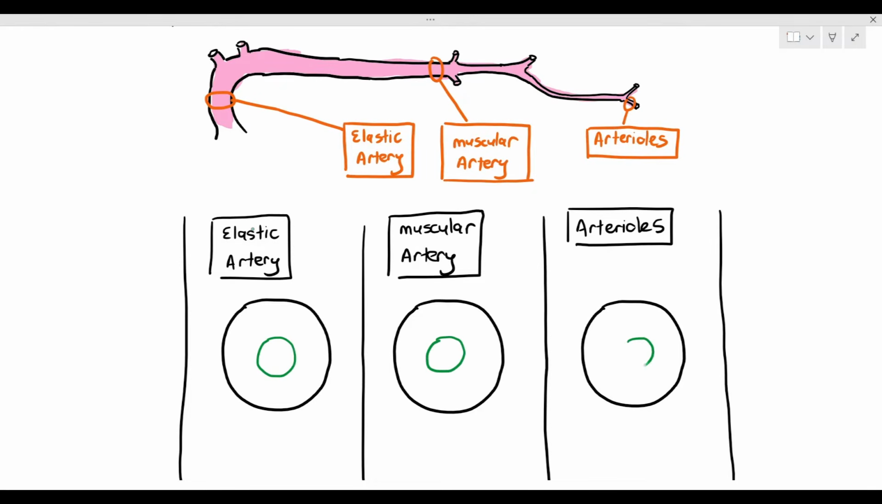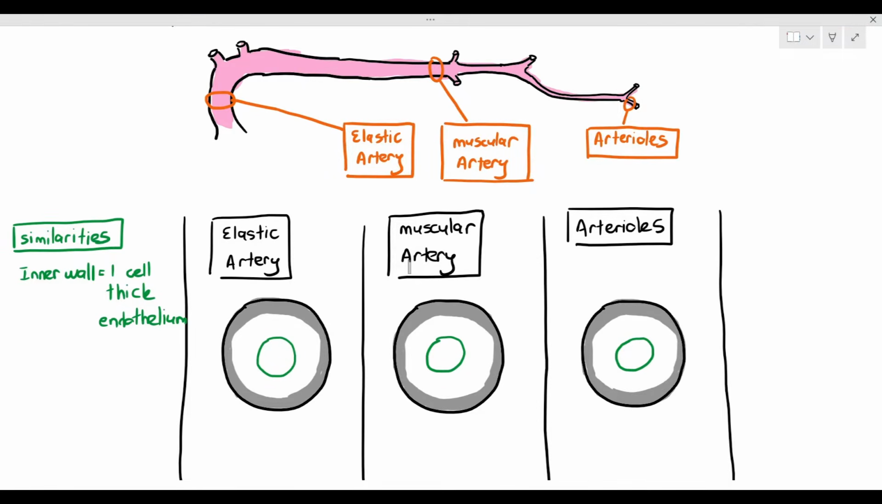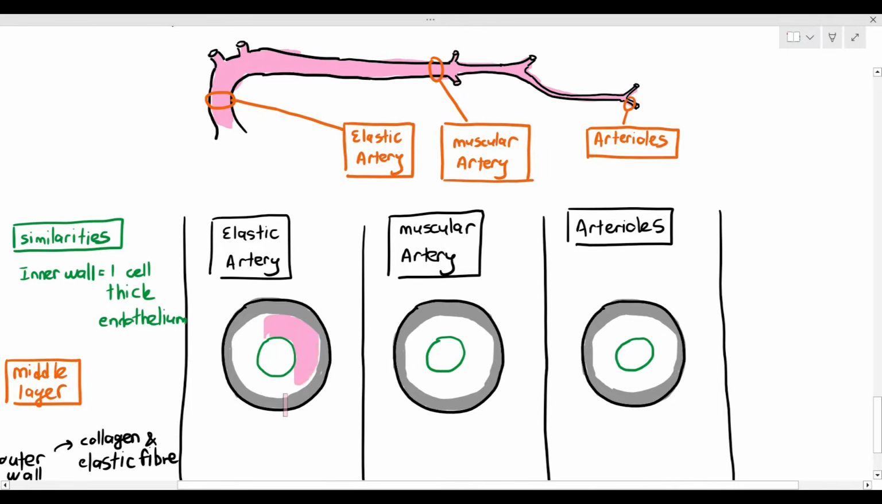So let's talk similarities first. The similarity is as follows. All three of them have the same type of inner wall where they have the one cell thick endothelium. They also have the same type of outer wall which contains collagen and elastic fiber. Now, what makes them actually different is the middle layer. First thing that you must notice is the middle layer of all three types of arteries are the same in terms of their thickness. They have the thickest layers, so that's fine, but the composition of the middle layer becomes different.